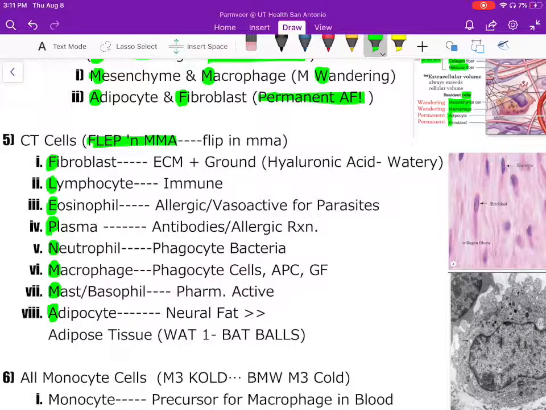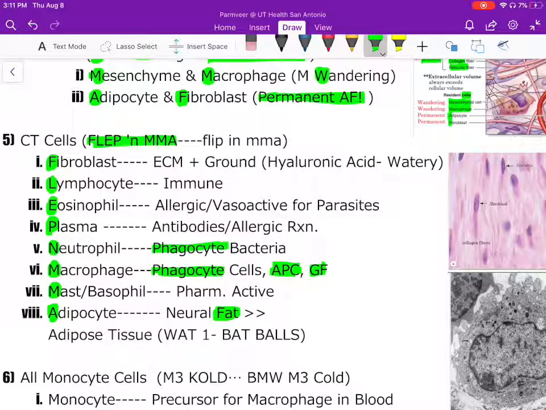Lymphocytes are for immune. Eosinophils are for allergic reactions. Plasma cells are for antibodies and allergic reactions. Neutrophils phagocytose bacteria. Similarly, macrophages phagocytose dead cells. They're also antigen presenting cells, so they present the antigen to the cell, which is very important in our allergic lecture. And then they also have growth factors. Mast cells are pharmacologically active. Mast cells release other mediators during allergy, for example, and adipocyte is your fat.